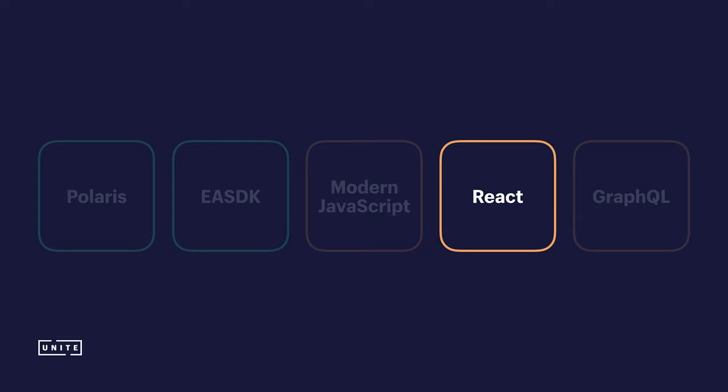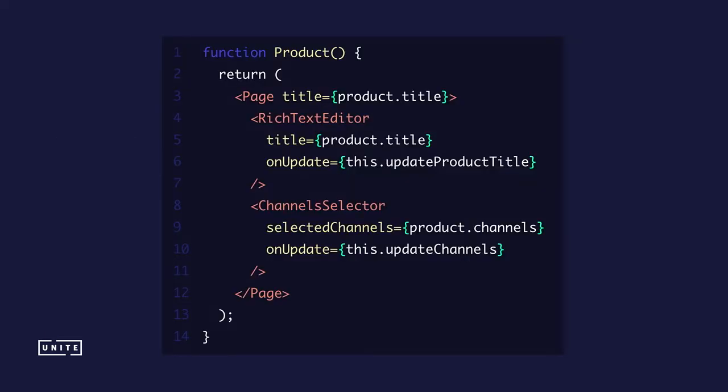Next, let's talk about React. React is a JavaScript library that provides you a framework for building complicated user interfaces. Here's a simplified version of how we might implement the product page in the web admin using React. If you've never seen it before, it probably looks like a weird mix of JavaScript and HTML. And in truth, that's really all it is. But what it allows us to do is incredibly powerful.